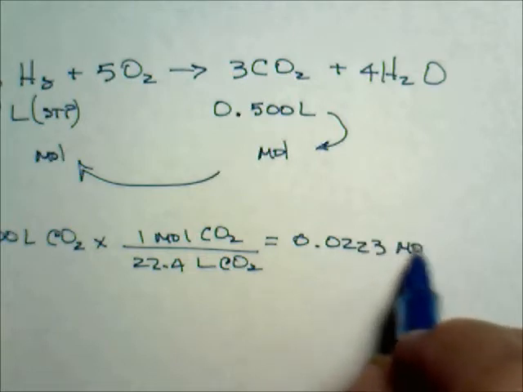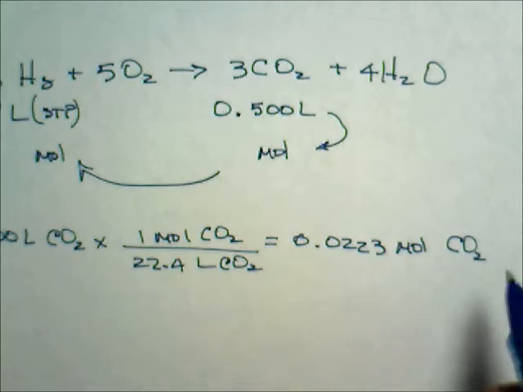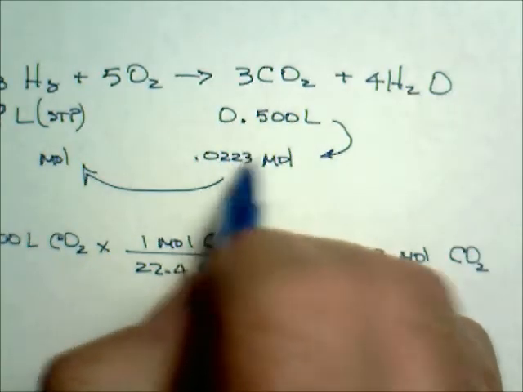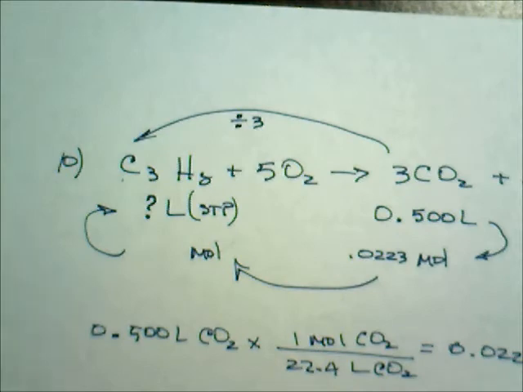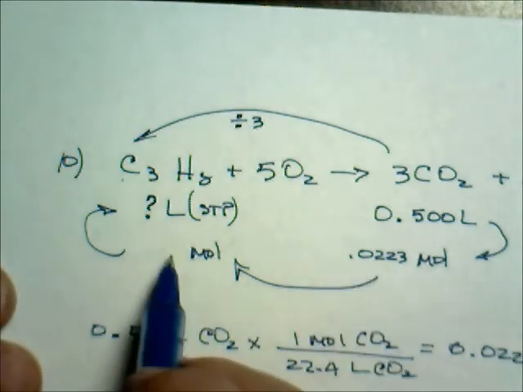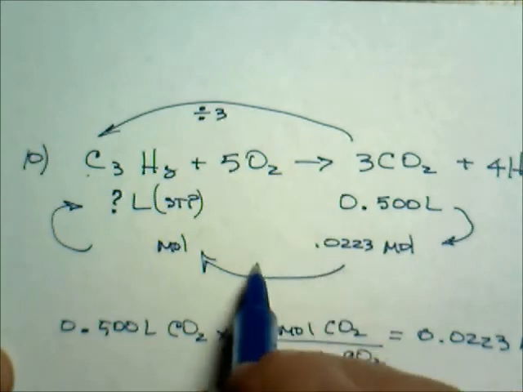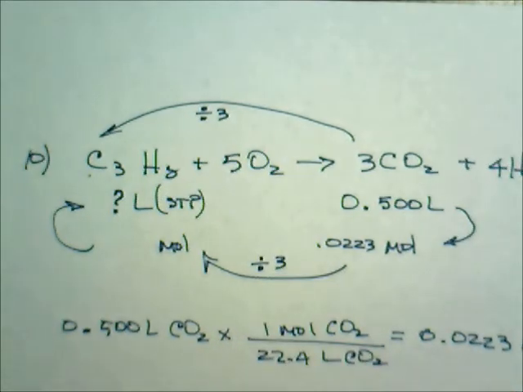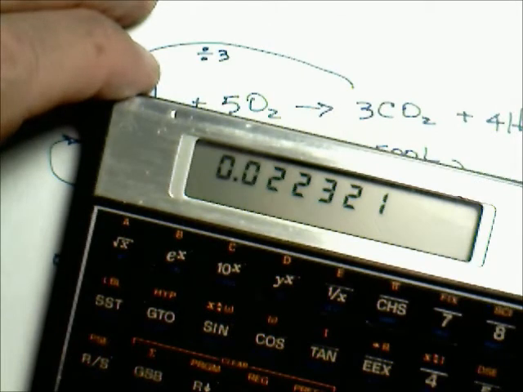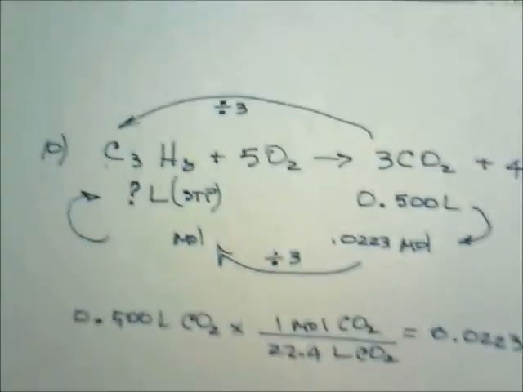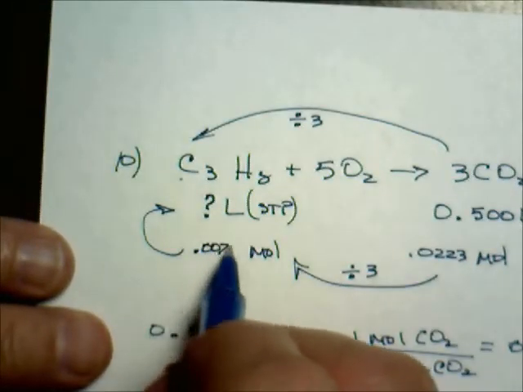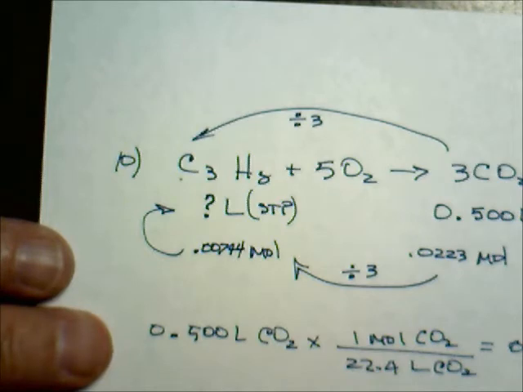0.0223 moles of carbon dioxide. 0.0223. Now, to get from a 3 to 1, what do we simply do? We can divide by 3. So to find the actual number of moles of propane, we'll simply divide by 3. So here's our 0.0223. We'll divide that by 3. We get 0.00744. 0.00744 moles of propane.